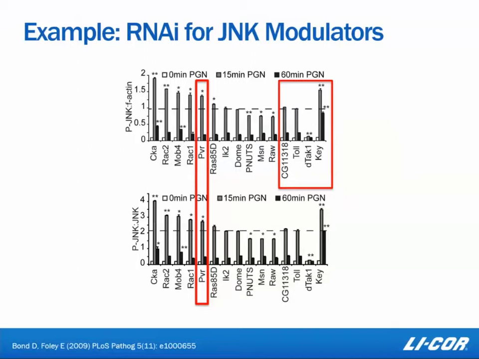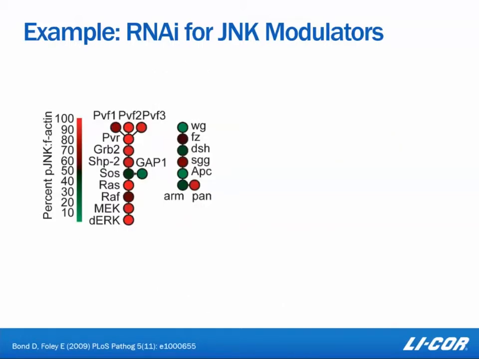So what they did is they went ahead and reutilized their RNAi screen, and they looked at the entire PVR pathway for its effects on JNK phosphorylation. Now the PVR pathway is normally activated by the ligands PVF1, 2, and 3, and upon activation results in a downstream signaling pathway including GRB2, SHP2, SOS, RAS, RAF, MEK, and ERK.